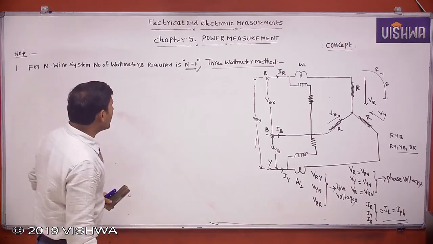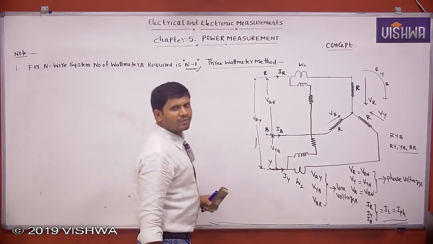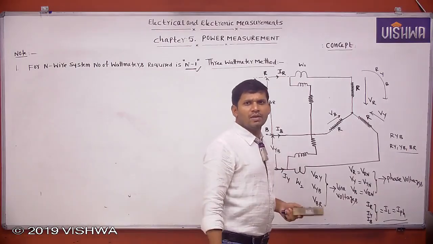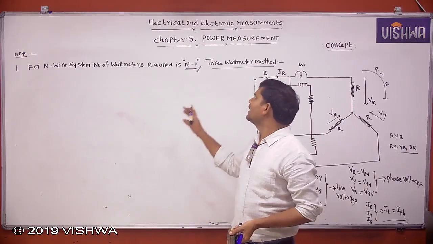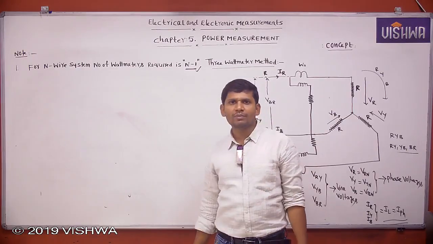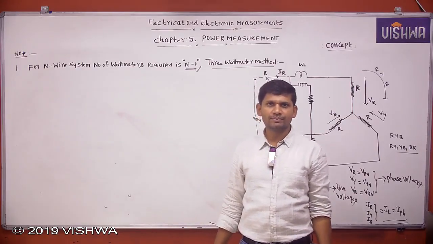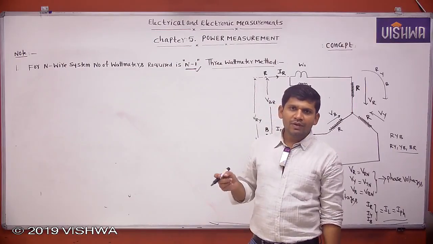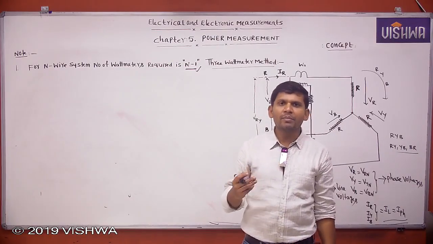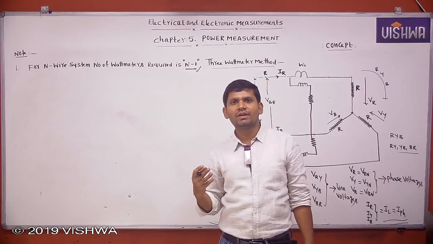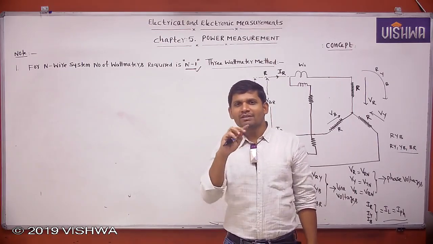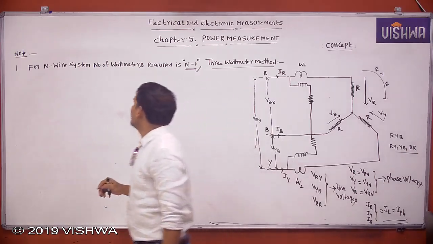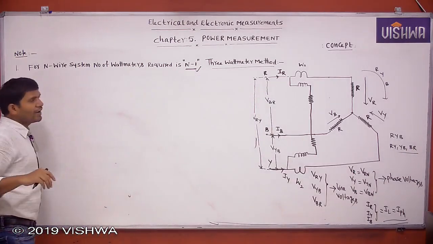Here it is not mentioned whether it is minimum number of wattmeters, maximum number of wattmeters, balanced system, or unbalanced system. Generally for an n-wire system, the number of wattmeters required equals n minus 1. Even if conditions like minimum number, maximum number, balanced, unbalanced are given, this formula is applicable except one case. What that case is, I will also give. For an n-wire system, the number of wattmeters required is n minus 1.